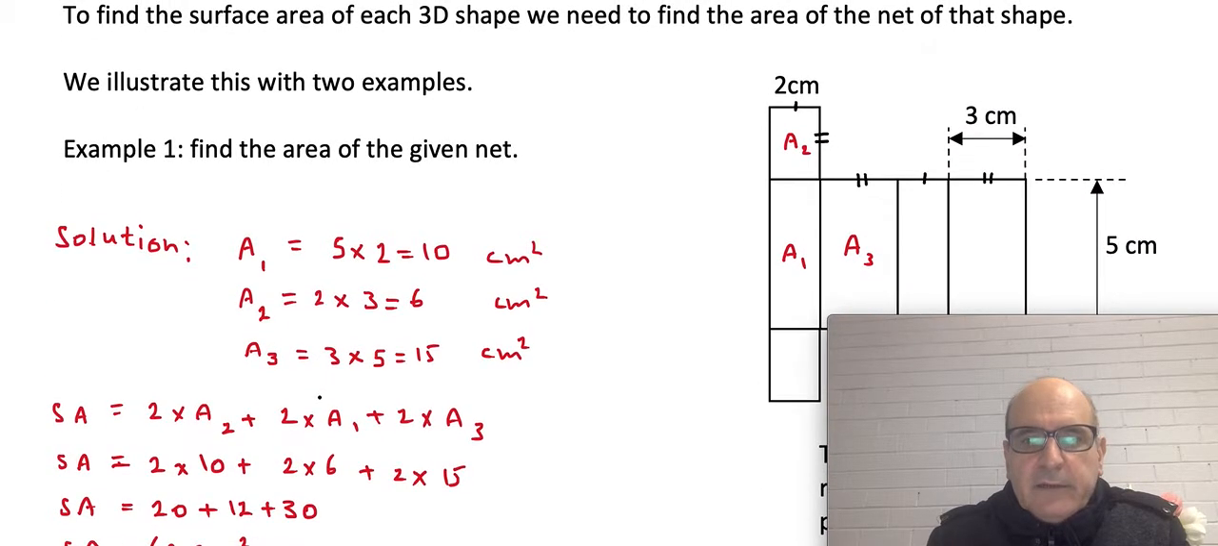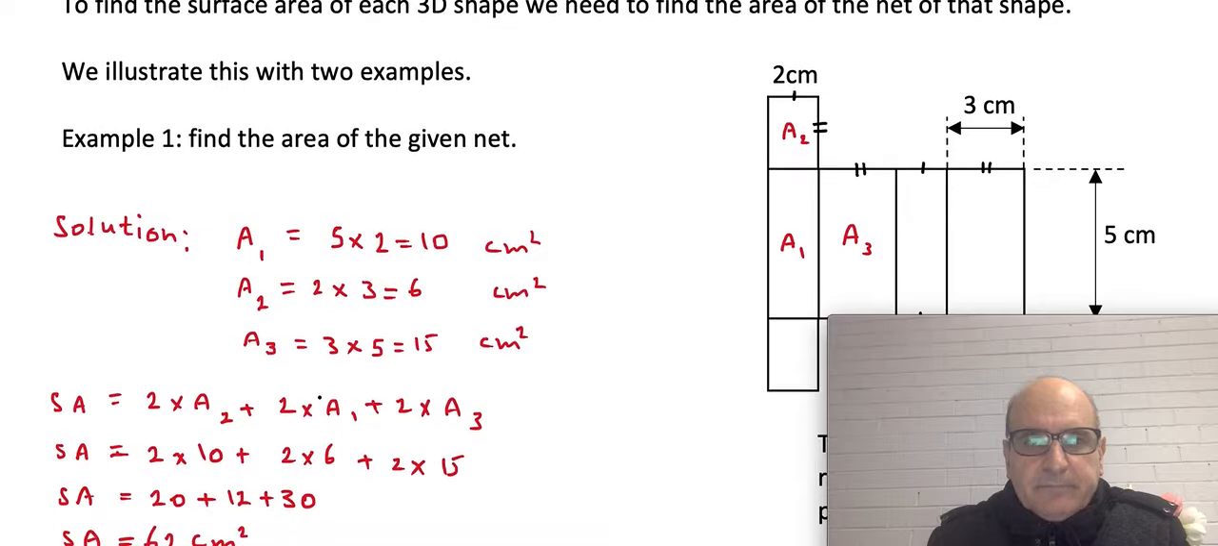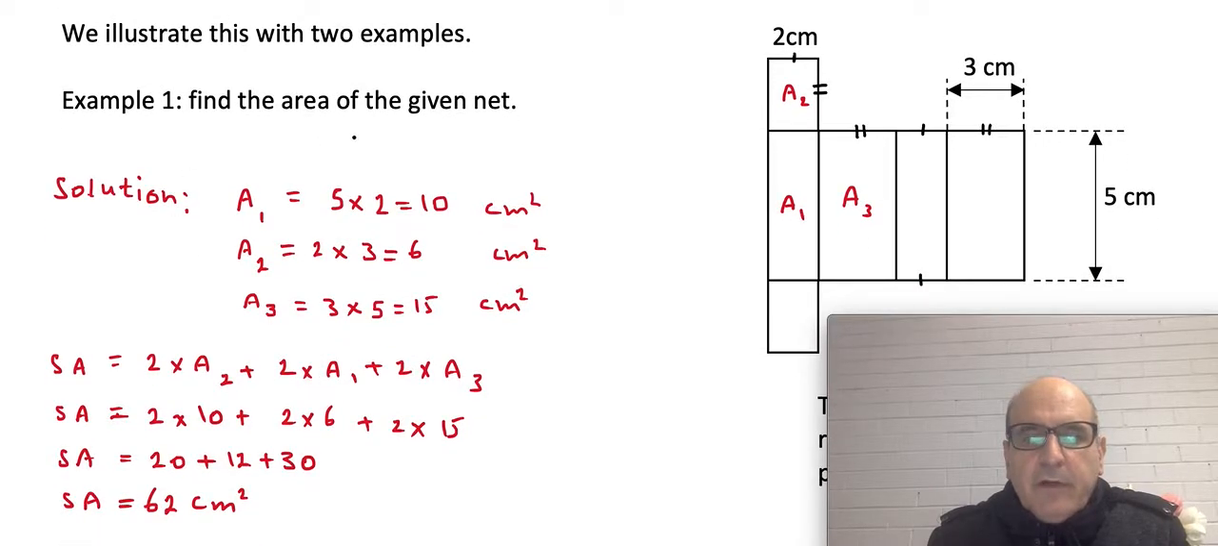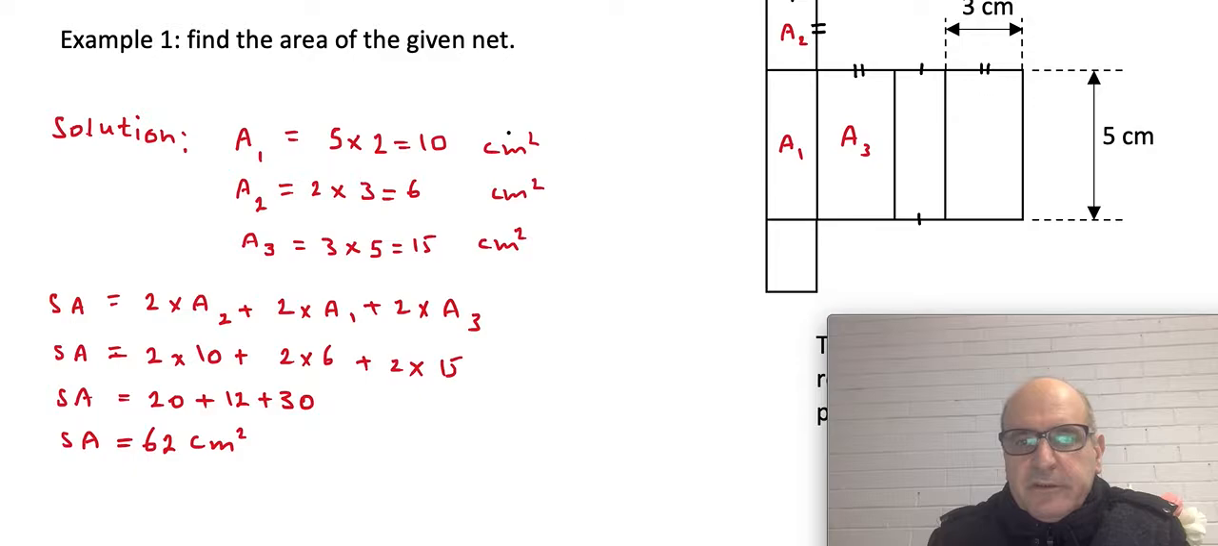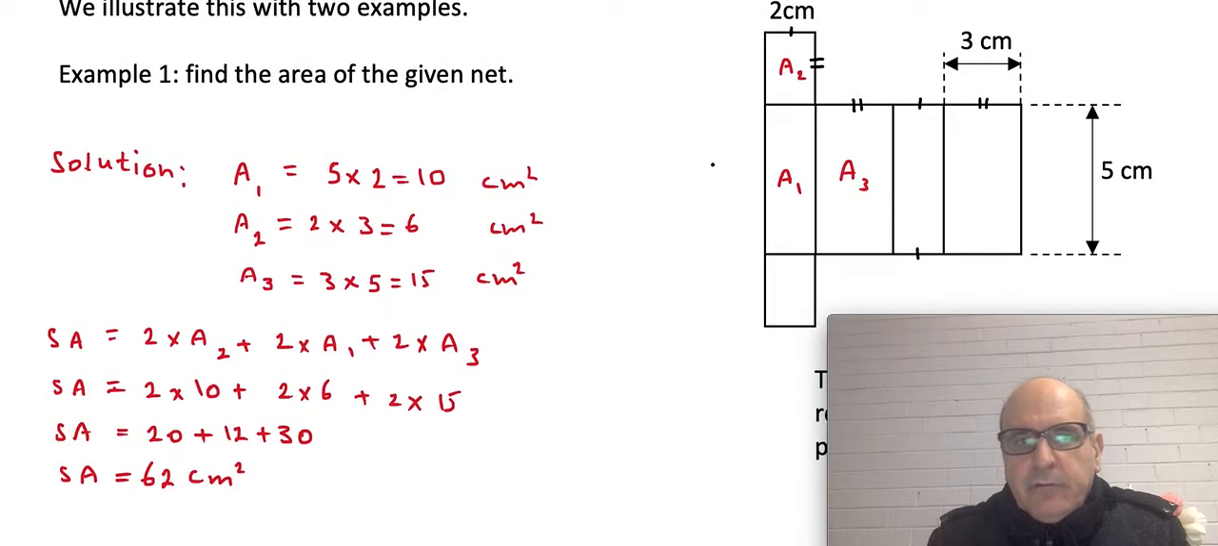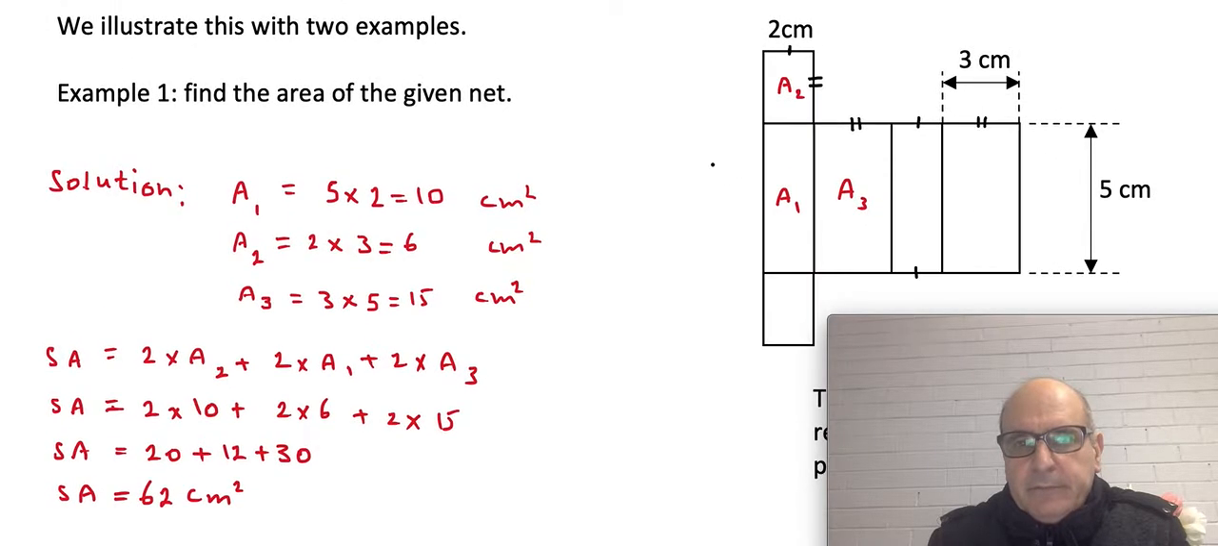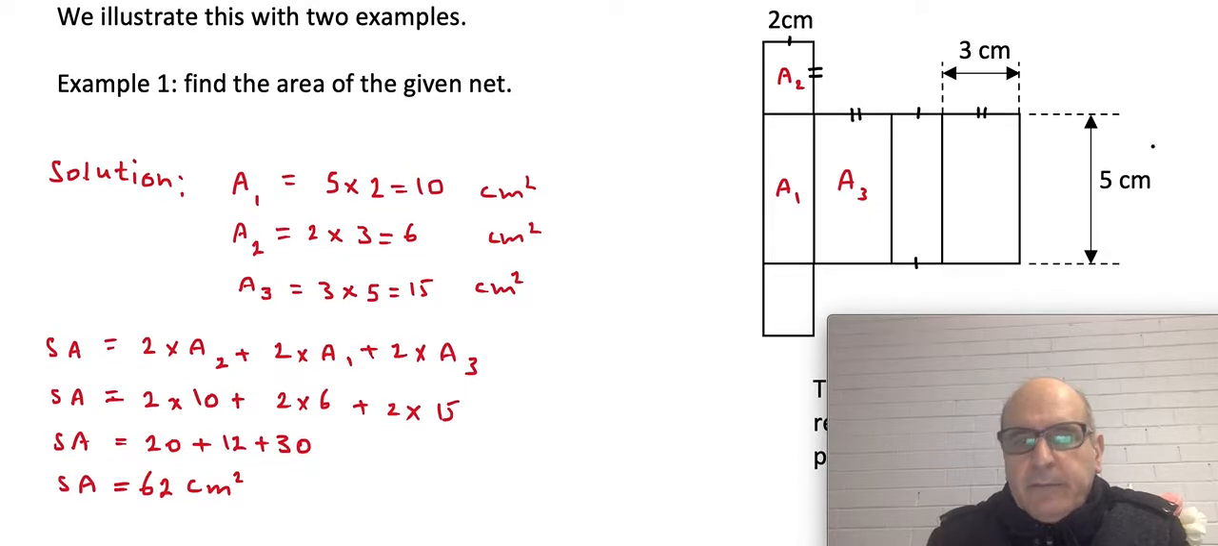Now let's look at some examples. Example 1: find the area of the given net. So this is a net they have given to me, and I want to find its area. Again, we have 1, 2, 3, 4, 5, 6 rectangles. This rectangle is the same as this rectangle, and this rectangle is the same as this rectangle, and this rectangle is the same as this rectangle.